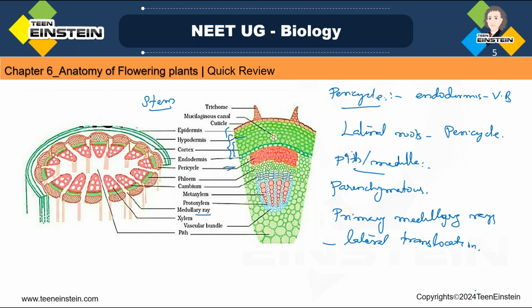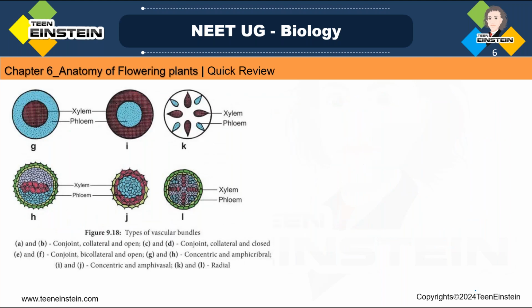Next is the vascular tissue system. The tissue systems in plants are the epidermal tissue system, the ground tissue system, and the third one, the vascular tissue system or fascicular tissue system. The vascular tissue system is otherwise called the fascicular tissue system.